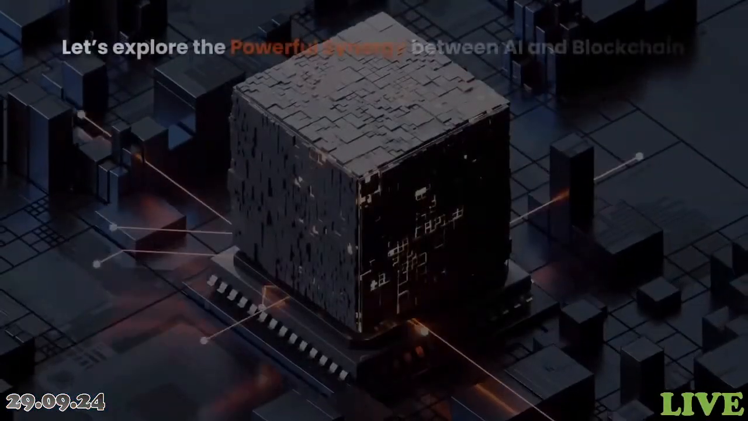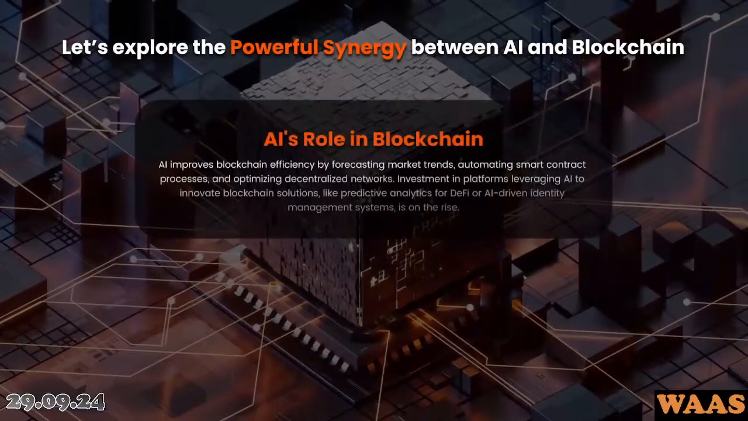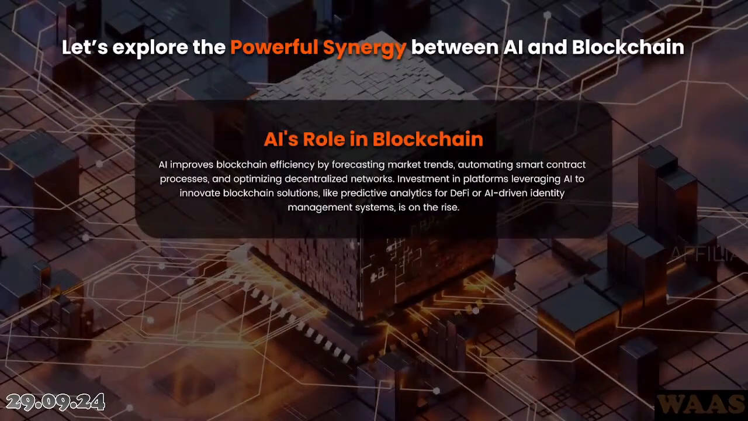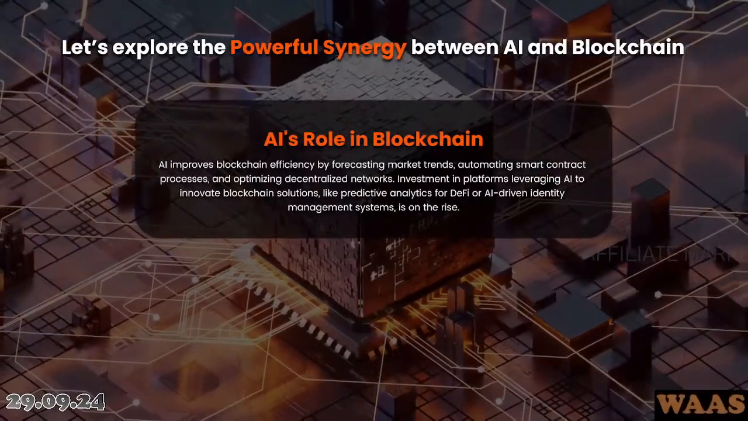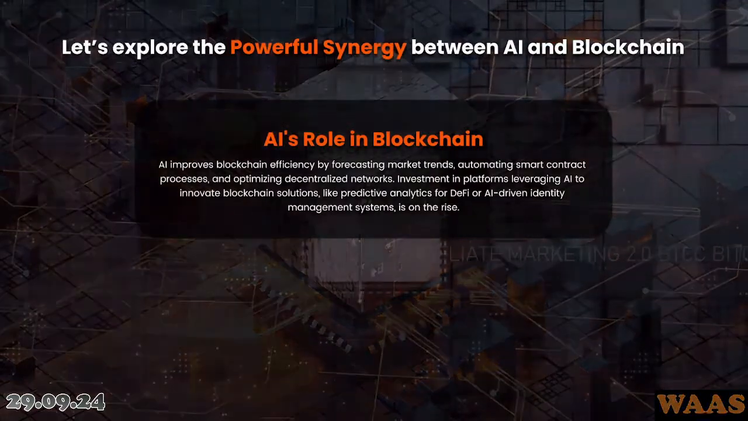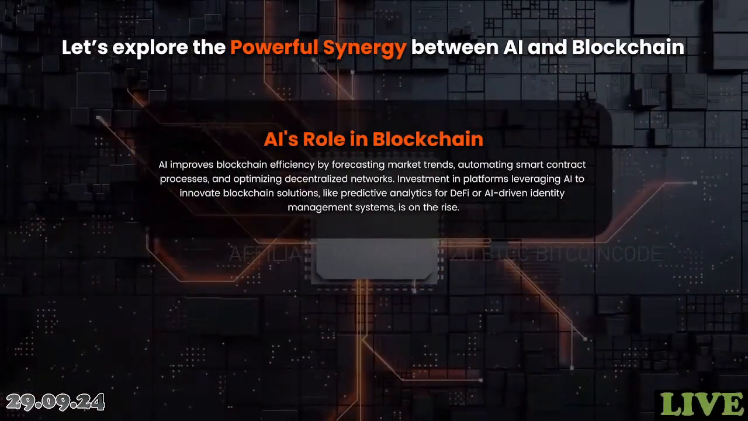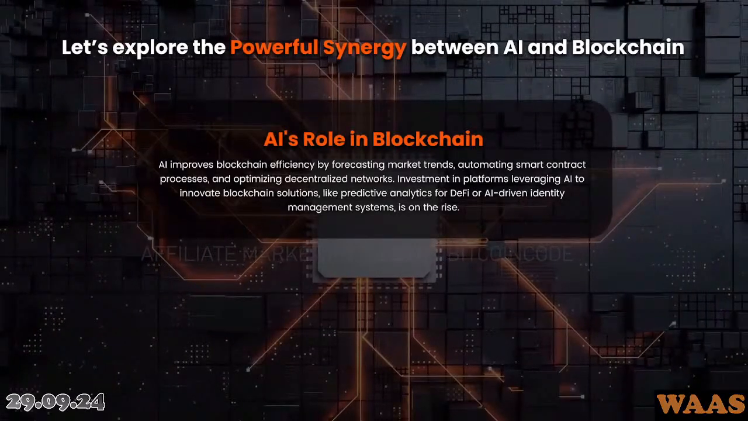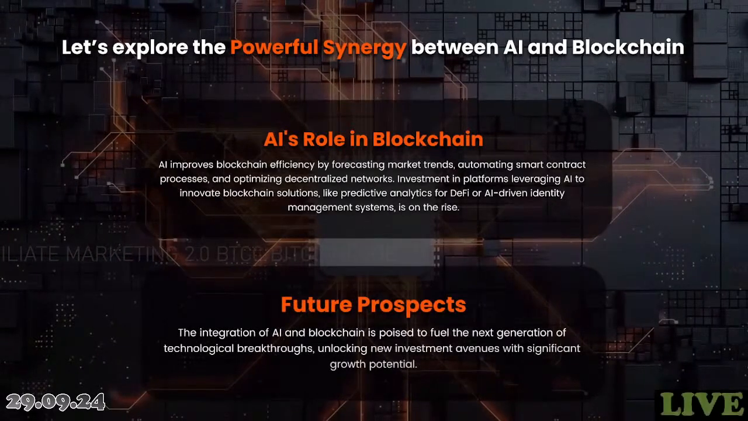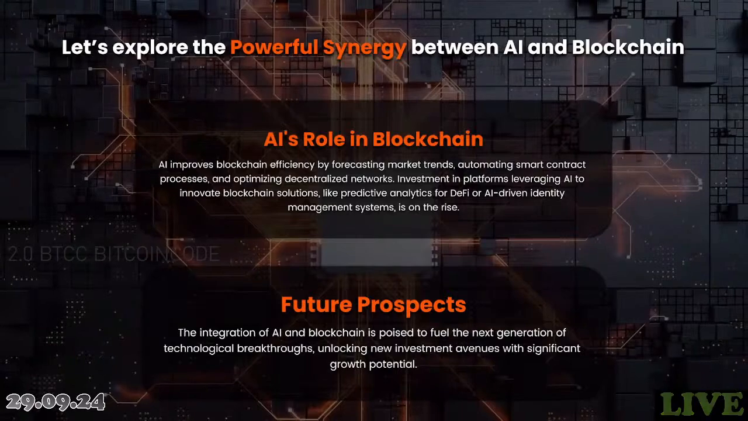Let's explore the powerful synergy between AI and blockchain. AI's role in blockchain. AI improves blockchain efficiency by forecasting market trends, automating smart contract processes, and optimizing decentralized networks. Investment in platforms leveraging AI to innovate blockchain solutions, like predictive analytics for DeFi or AI-driven identity management systems, is on the rise. Future prospects. The integration of AI and blockchain is poised to fuel the next generation of technological breakthroughs, unlocking new investment avenues with significant growth potential.